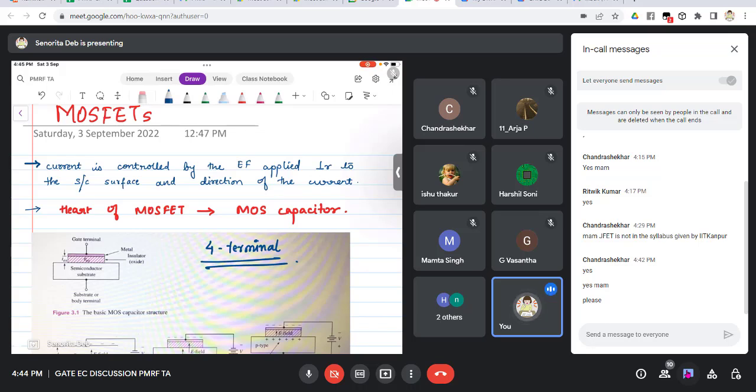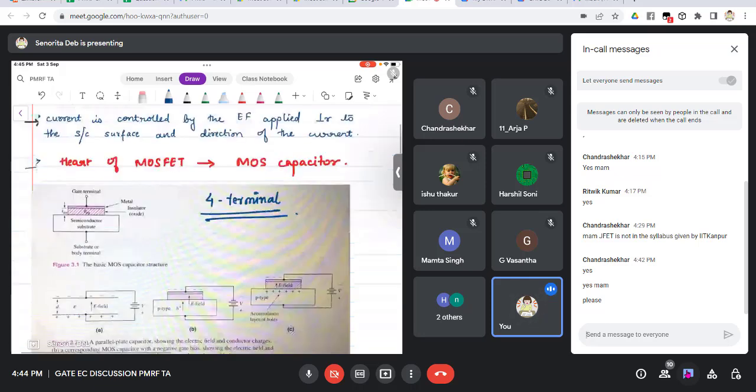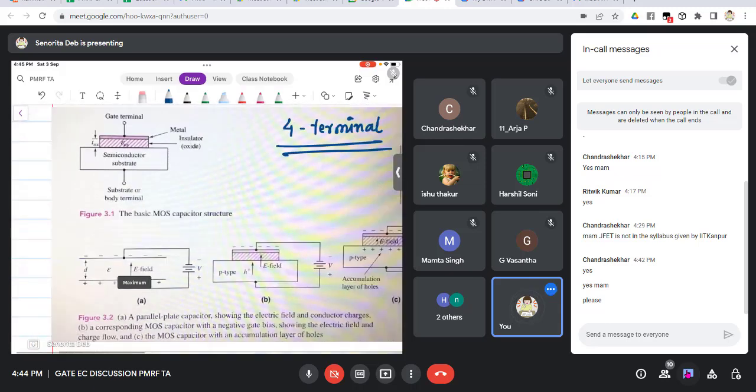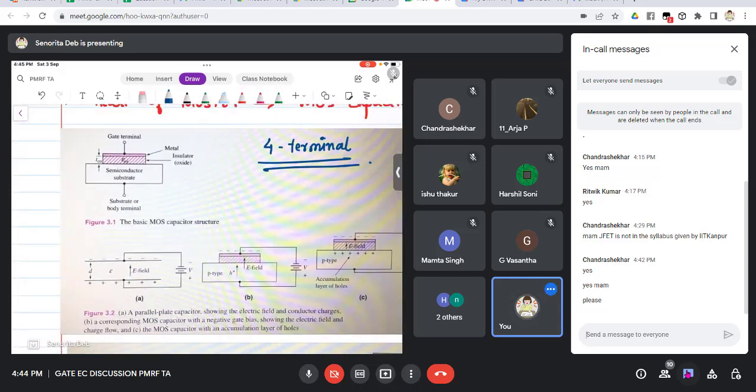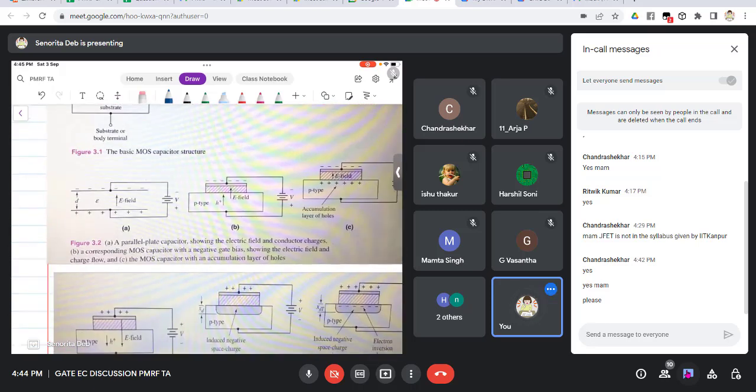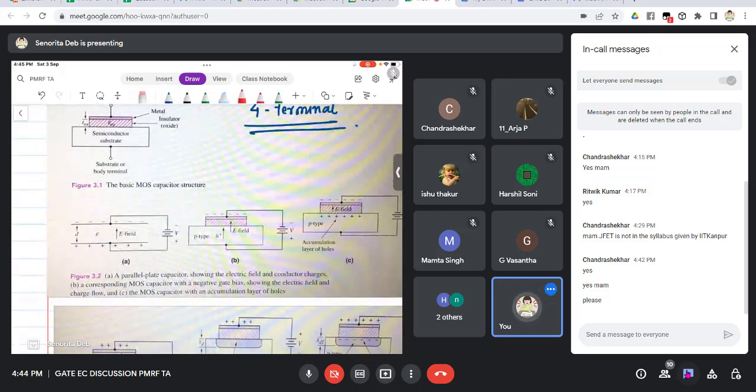Now the heart of MOSFET is a capacitor. So we will first see the MOS capacitor's working, and then we will see how that is used to make a transistor. If you take a normal parallel plate capacitor, you can see in figure A, and you put the voltage in this way, like it is shown, negative and positive terminals, the charges will distribute in this way, right?